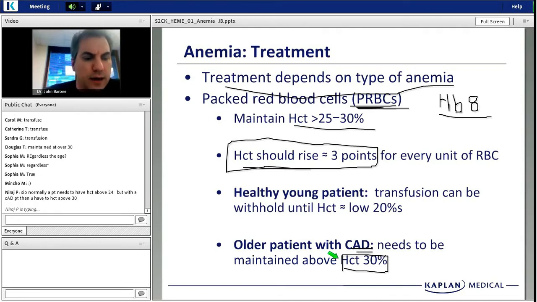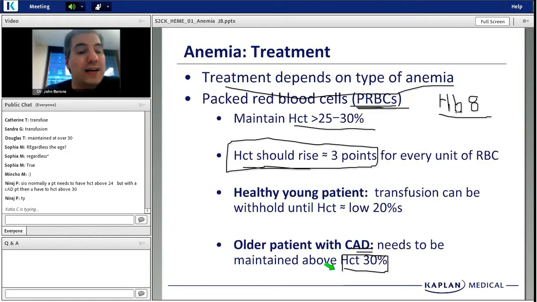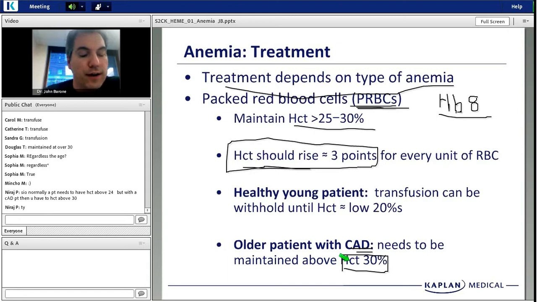Correct, exactly. So for you and me and everybody else, we want to keep it over 24. But people with heart disease, we want to keep it over 30. Okay? Got it? So transfuse at 24, keep it over 24. Otherwise, cardiac heart disease, you want to keep it over 30. Excellent. But again, I don't care.